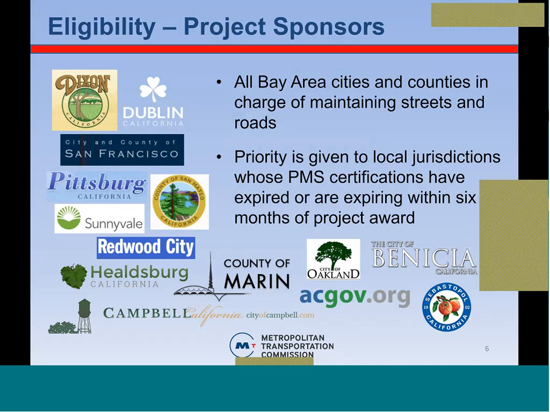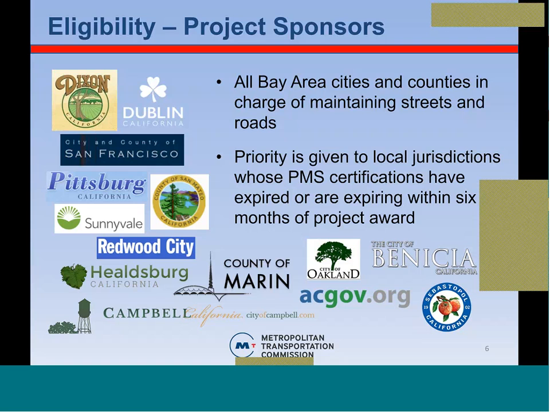So who can do this? Anybody who is representing a jurisdiction in the Bay Area can apply, and priority is given to local jurisdictions whose PMS certifications have expired or are about to expire. The main point of this program is to make sure that the Bay Area knows exactly where we are in terms of our pavement condition. So something like 98-99% of the projects that are awarded are for pavement management system certification. We do have a couple of other projects that are design projects and non-pavement asset projects, so we award about one or two of those per year.